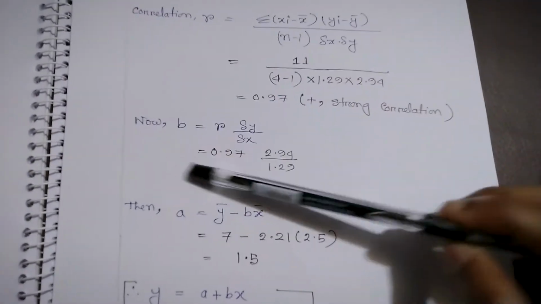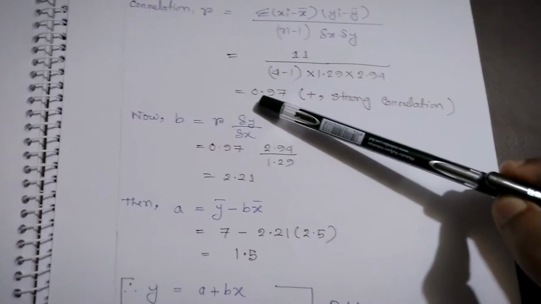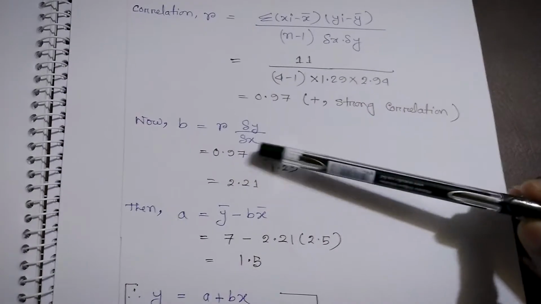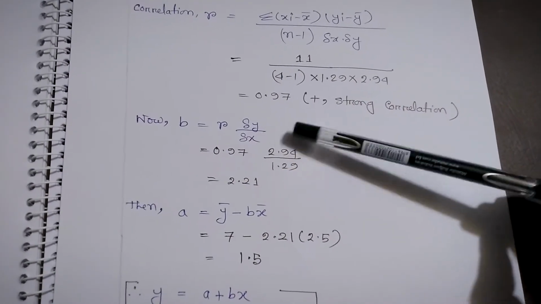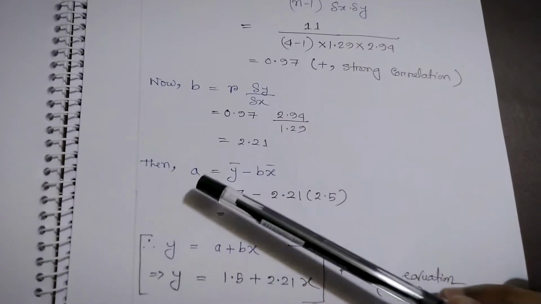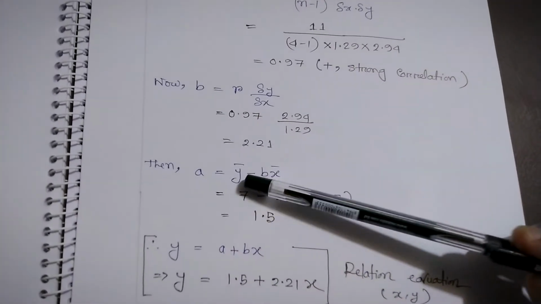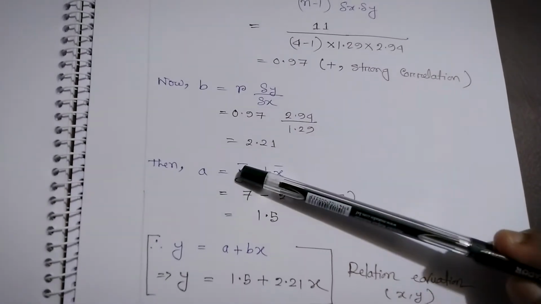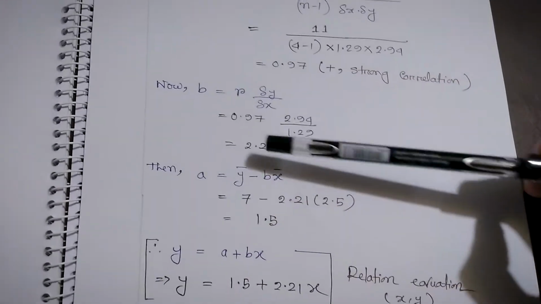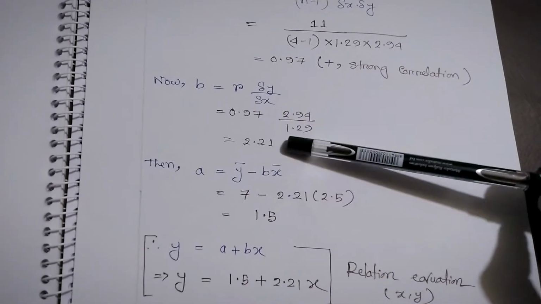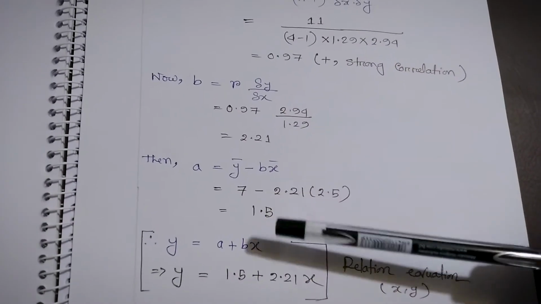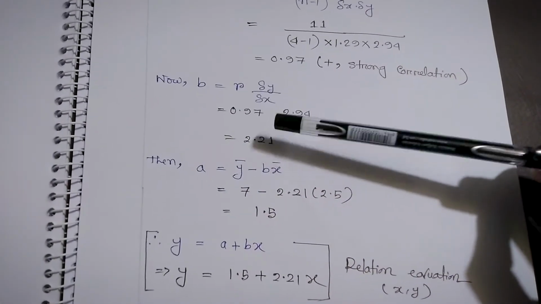The formula to find b is r times the standard deviation of y divided by the standard deviation of x. We get the value of r from here, which is 0.97, the standard deviation of y is 2.94, and the standard deviation of x is 1.29. And a is actually y bar minus b times x bar. From the previous data set we find y bar, and x bar is also there, 2.5. So 1.5 is the value of a, and 2.21 is the value of b.